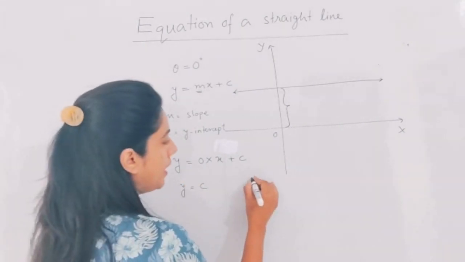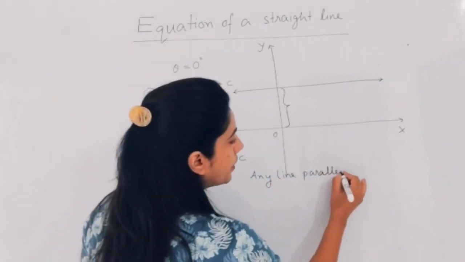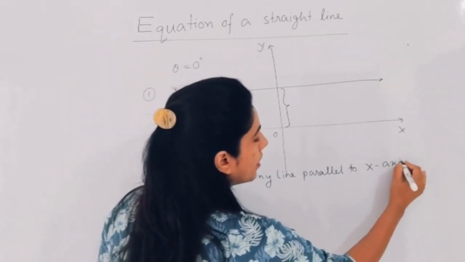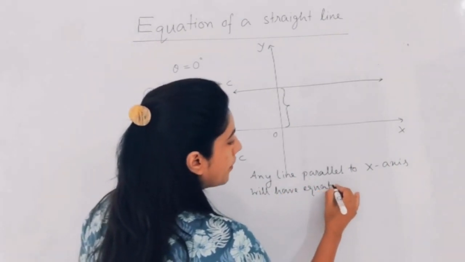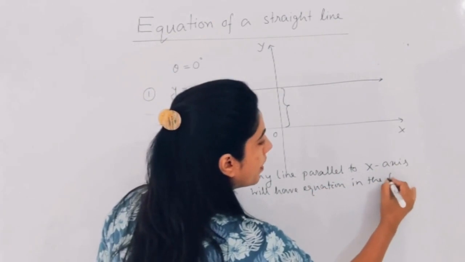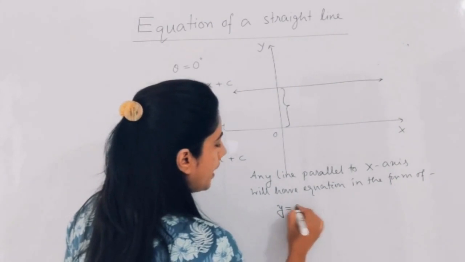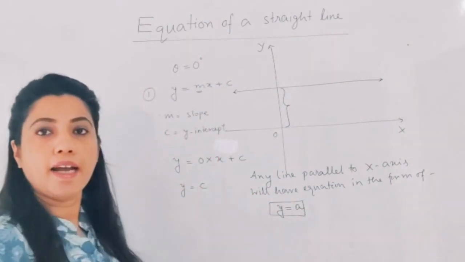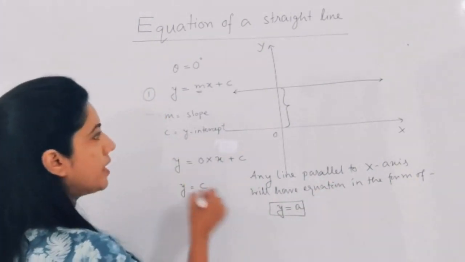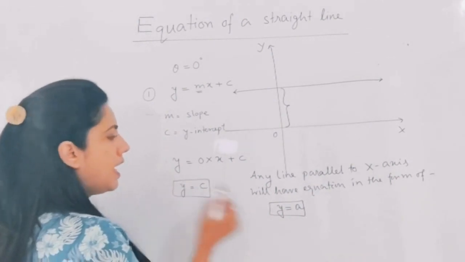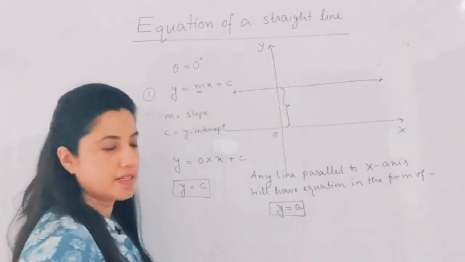So just note down with me, any line parallel to the x-axis will have an equation in the form of y is equal to a. Any line which is parallel to the x-axis will have the equation in the form of y is equal to a. Why it is so, I explained to you. y is equal to c, I told you, you can write a. You can write any alphabet basically. It is this part, the y-intercept.